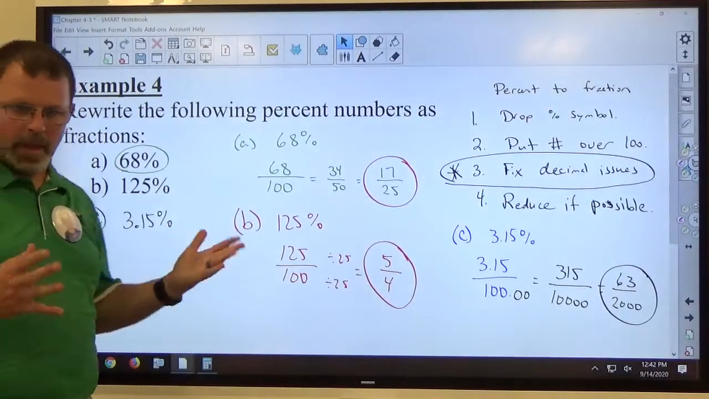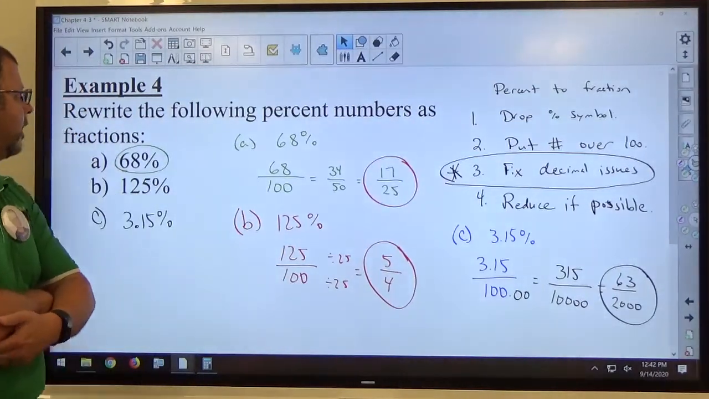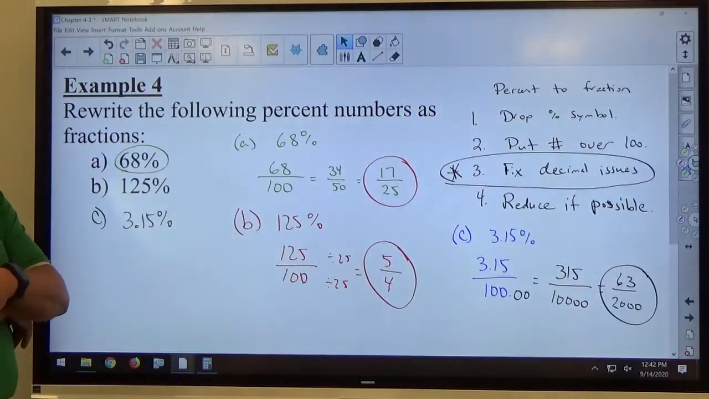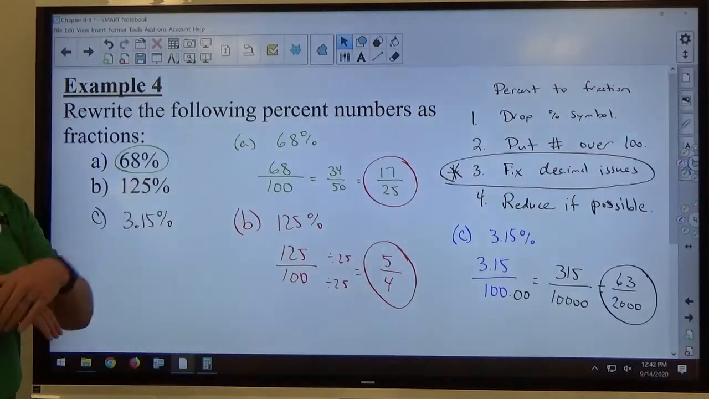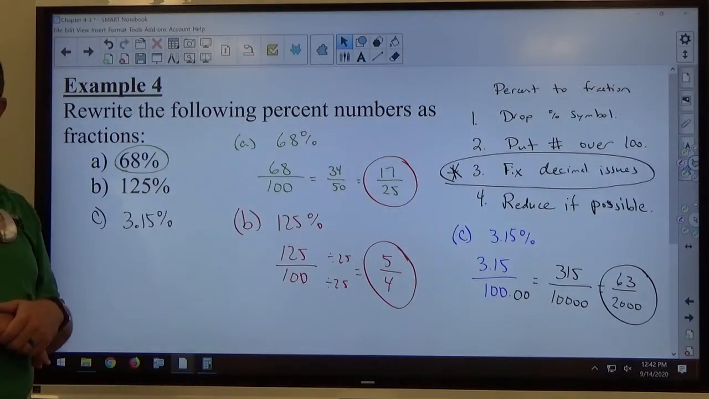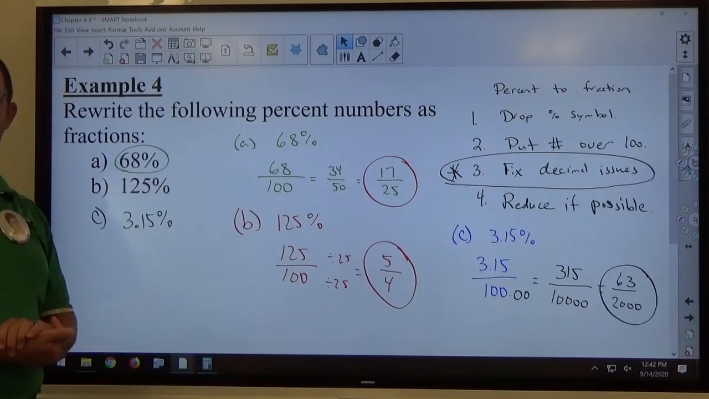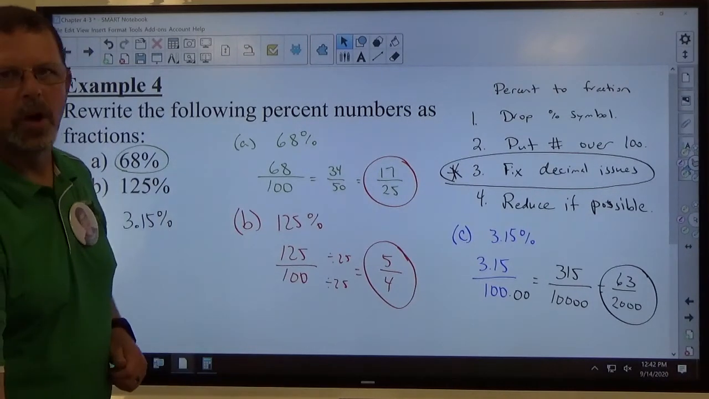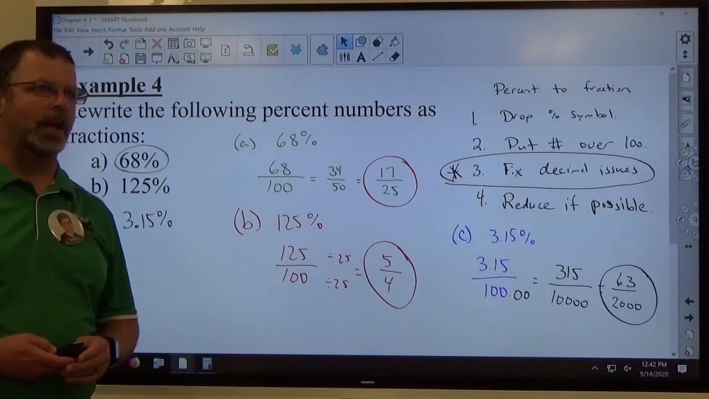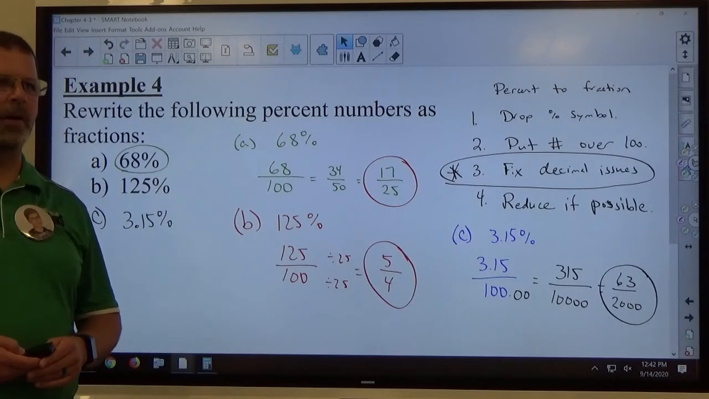All right, so that's in general how you change a percent to a fraction. Translate the percent to divided by 100, fix the fraction if it's got decimal issues, and then reduce it if possible. 2 and 5 are the only two numbers you really have to test. If 2 and 5 don't go into the top number, it doesn't reduce.